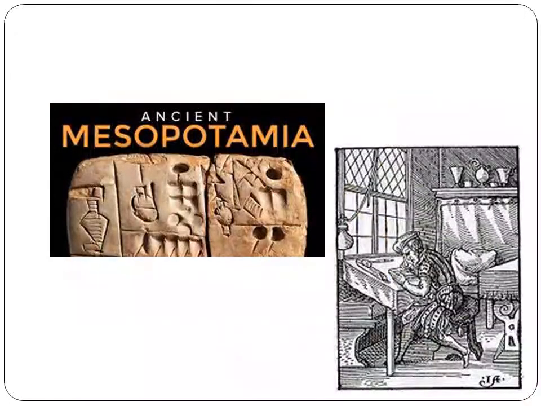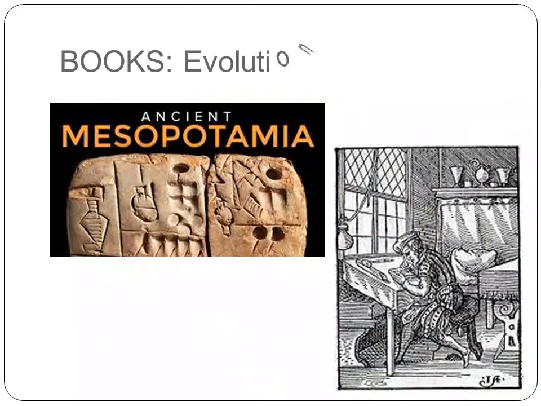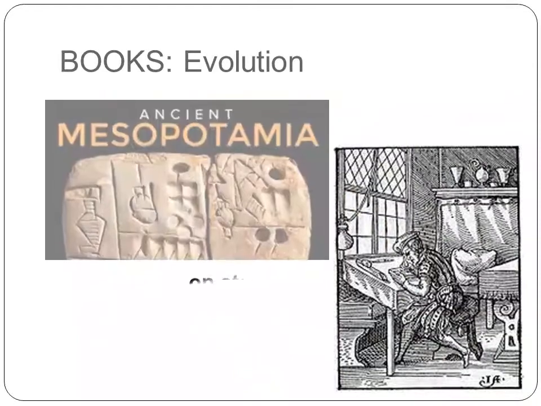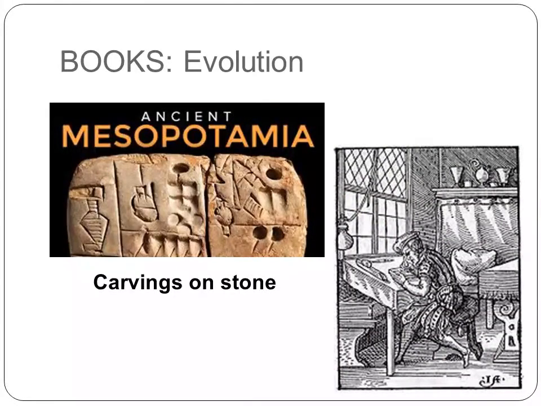Now in this slide, you can see carvings on stone from ancient Mesopotamia. They pressed the stone into clay to copy the pictures. I'm sure you all must have seen Play-Doh and played with it. Just like in Play-Doh, when you press the cutters and the shape appears on the Play-Doh, the Mesopotamian people pressed the stone into clay to copy the pictures.